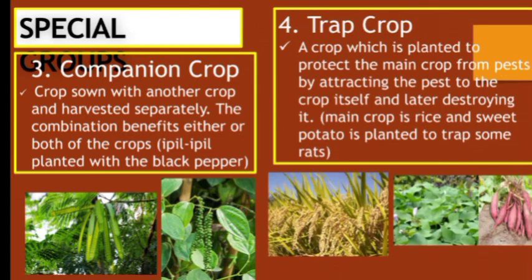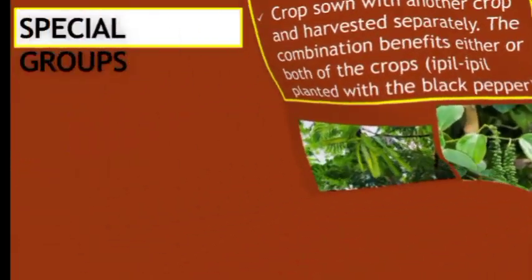So fourth is the trap crop, a crop which is planted to protect the main crop from pests by attracting the pests to the crop itself and later destroying it. So the main crop is the rice, and the sweet potato is planted to trap some rats. So again, the rice is the main crop and the sweet potato is the trap crop, to divert the rats not to eat the rice but to eat the sweet potato.